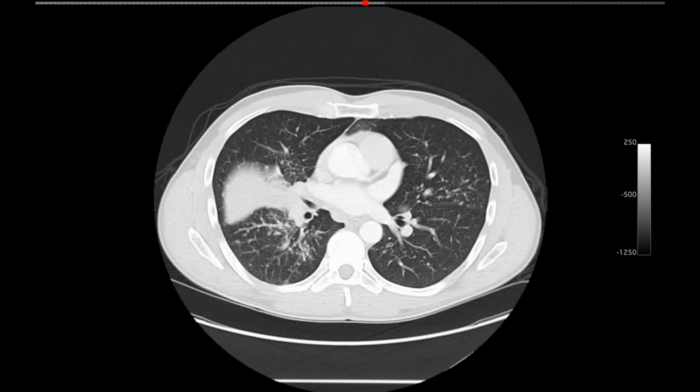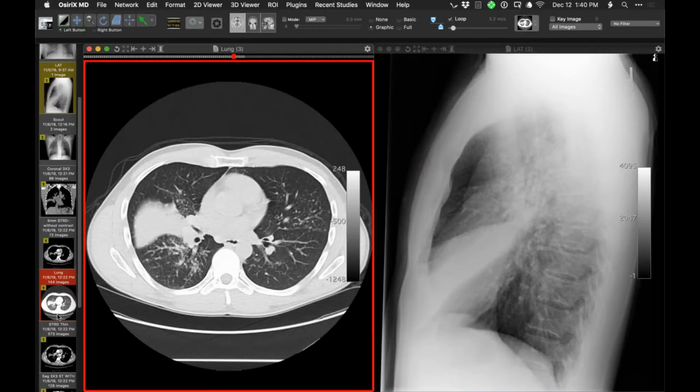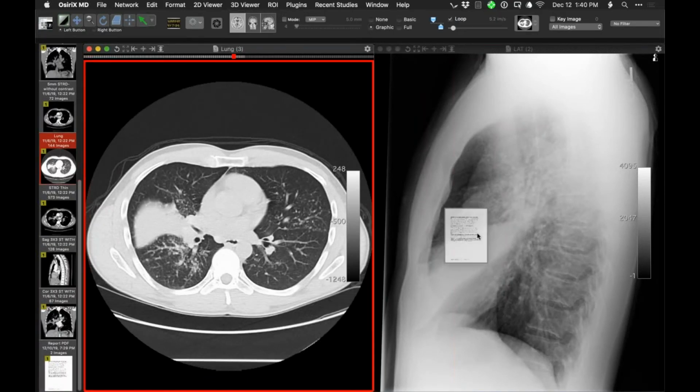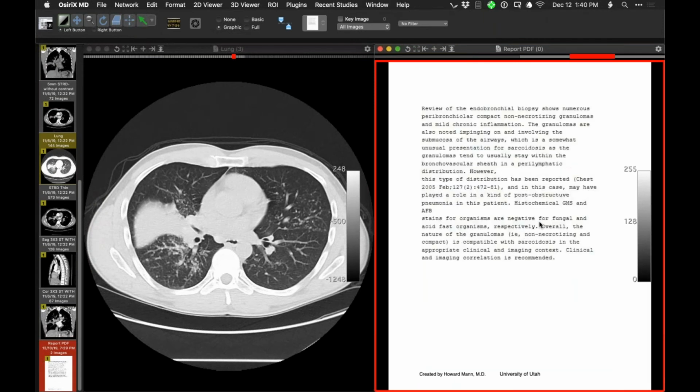Not much beyond that. There's the origin, but otherwise a pretty atelectatic lung lobe. So this is somewhat interesting because the pathologist, I'll just go to the report, she made the comment about the fact that there are lots of non-necrotizing granulomas, but impinging on and involving the submucosa of the airways, which is somewhat unusual for sarcoidosis because they usually stay within the bronchovascular sheath in a perilymphatic distribution. But apparently that has been reported.